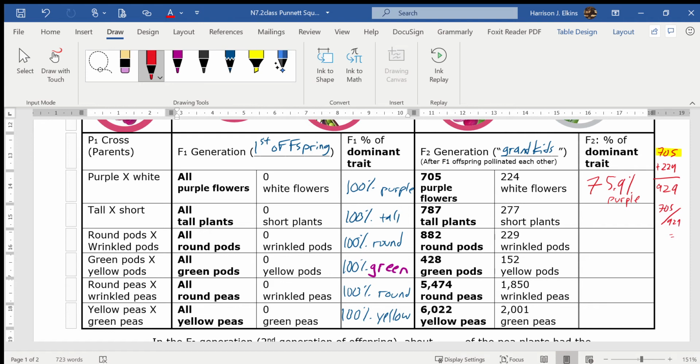What I want you to do is pause this video and calculate the dominant trait percentages for the remaining traits. Figure out what percentage of the F2 generation had the dominant trait. Pause this video and figure that out.